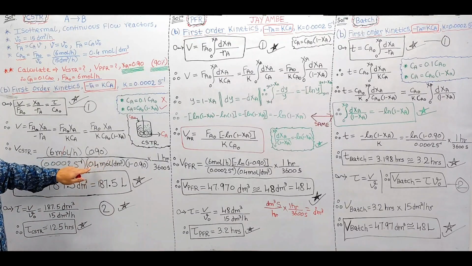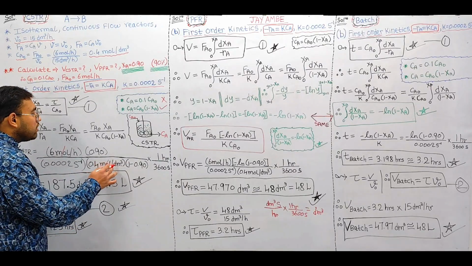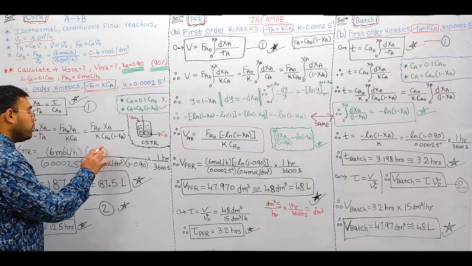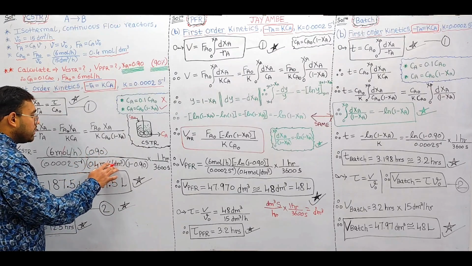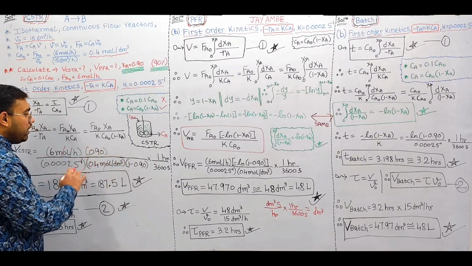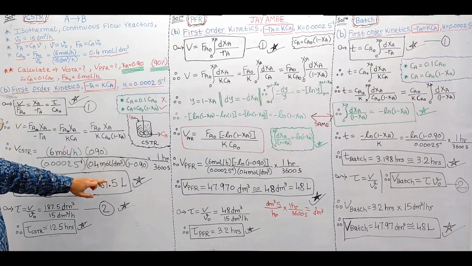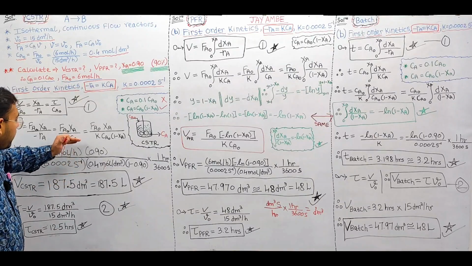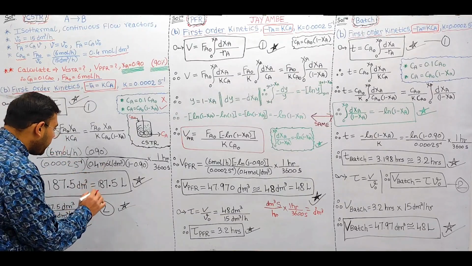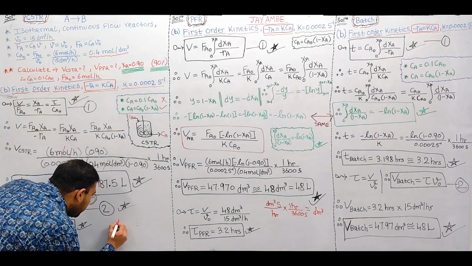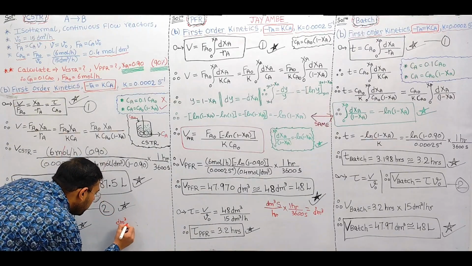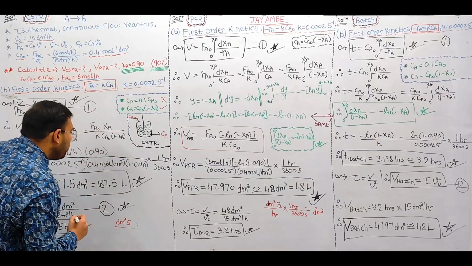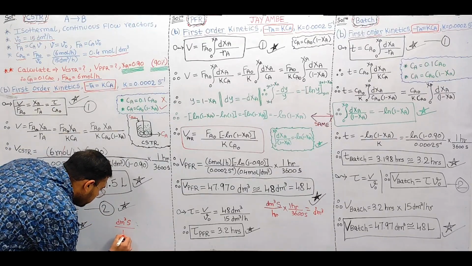Similarly, in the denominator we have moles per cubic decimeter, so the cubic decimeter can be written in the numerator, and second inverse will similarly come to the numerator. So we are left with cubic decimeter in the numerator, seconds in the numerator, and hour in the denominator.